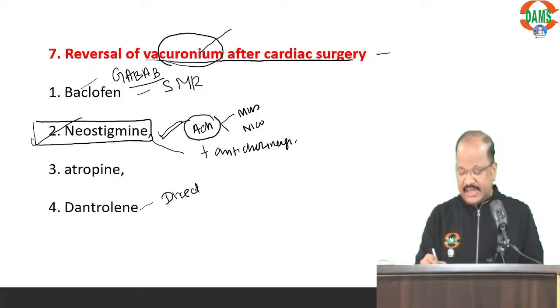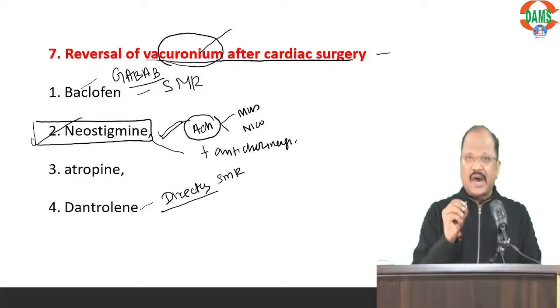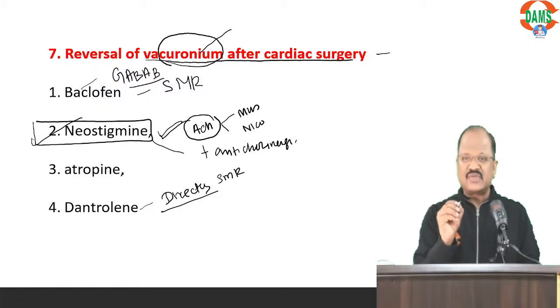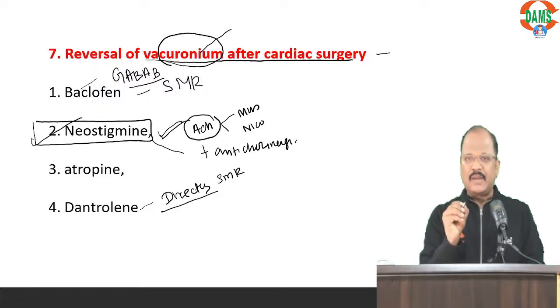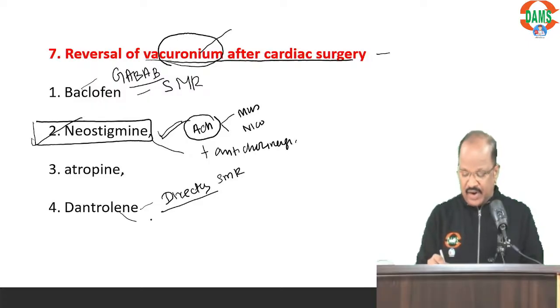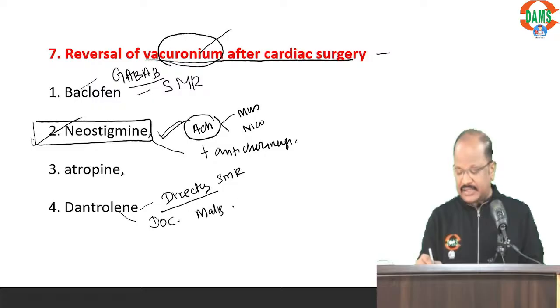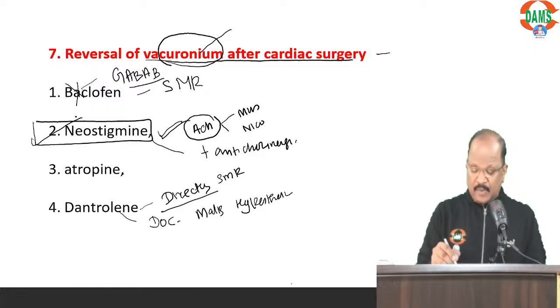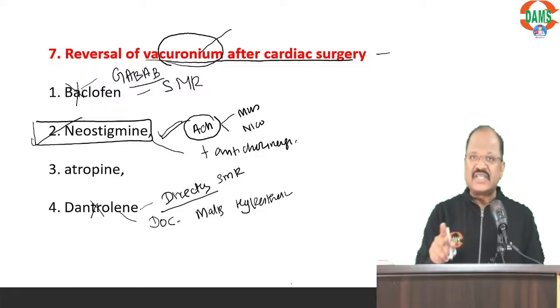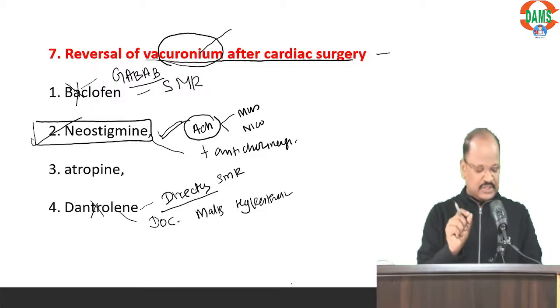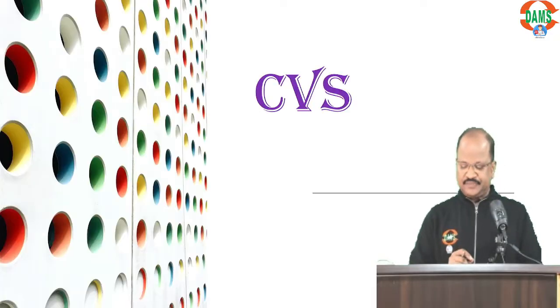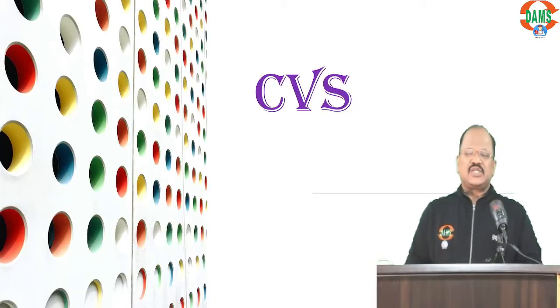It's a directly acting SMR. When I say directly, I mean acting on the ryanodine receptor, inhibiting calcium efflux from the sarcoplasm, thereby controlling muscle contraction. It's a wonderful drug of choice for malignant hyperthermia. So it is also a muscle relaxant. So these two are muscle relaxants. They can be useful for this case. The best answer, go for neostigmine. Okay, next. That's all about A in this question.